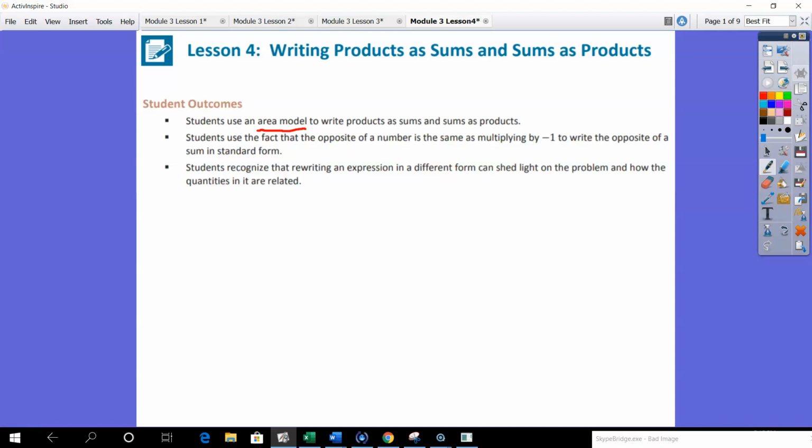We're going to look at the fact that the opposite of a number is the same as multiplying by a -1 to write the opposite of a sum in standard form. And we're going to recognize and see that rewriting an expression in a different form can shed some light on the problem and how the quantities in it are related.